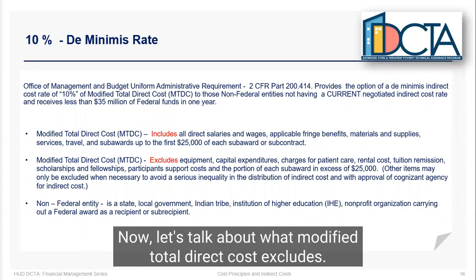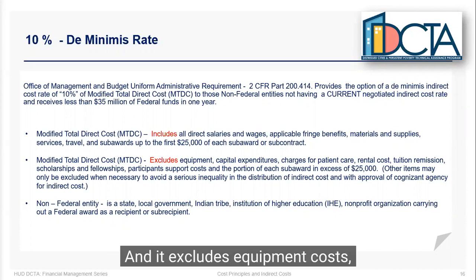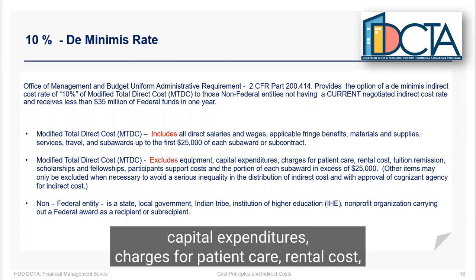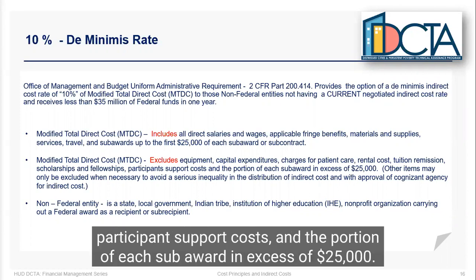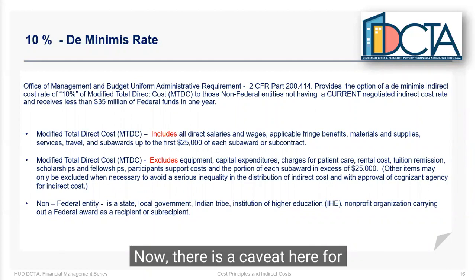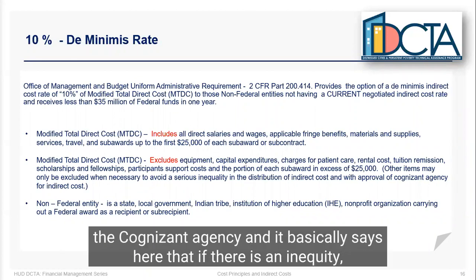Now let's talk about what modified total direct cost excludes. It excludes equipment costs, capital expenditures, charges for patient care, rental costs, tuition remission, scholarships and fellowships, participant support costs, and the portion of each subaward in excess of $25,000.